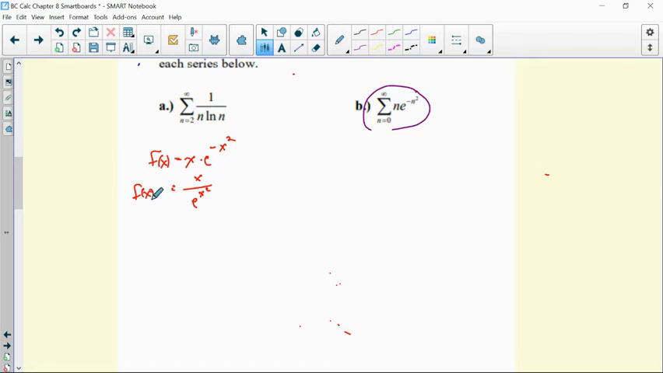We want to make sure that we are continuous on this interval. Yes, from 0 to infinity, e to the 0 is only 1. So we definitely know that it's continuous.